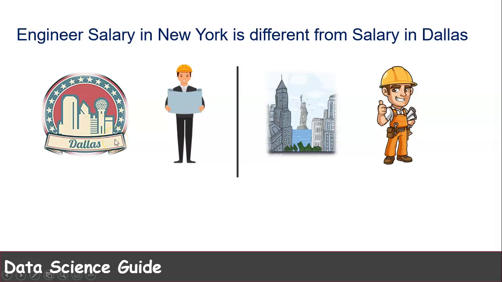Welcome back everyone. So in this tutorial we are going to test the hypothesis when we have two independent samples and the variance is unknown but is assumed to be equal for both populations. So we'll take the same business scenario for the engineer's salary in New York and Dallas cities. And our hypothesis here is engineer's salary in New York is different from engineer's salary in Dallas city. So this is the hypothesis that we want to test.